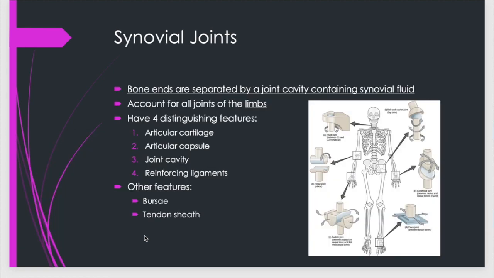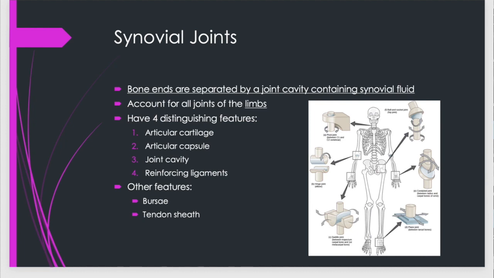And then we have synovial joints. These are going to be the joints you would typically think of as your joints. The ends of the bone are separated by a cavity containing a fluid that we call synovial fluid, so that's where their name comes from. All of the joints in your limbs are synovial joints. There are 4 distinguishing features to your synovial joints, and they're going to have articular cartilage, an articular capsule, a joint cavity, as well as reinforcing ligaments.